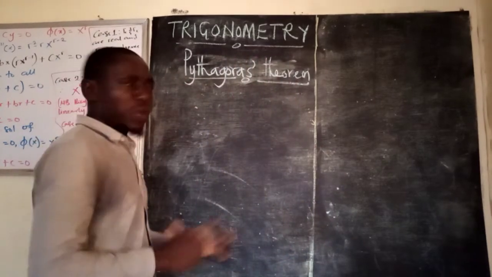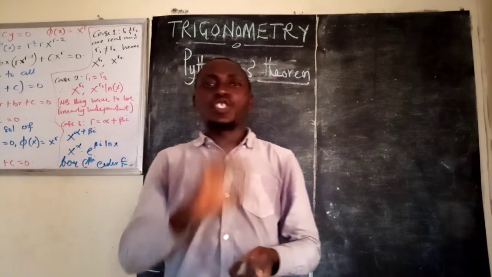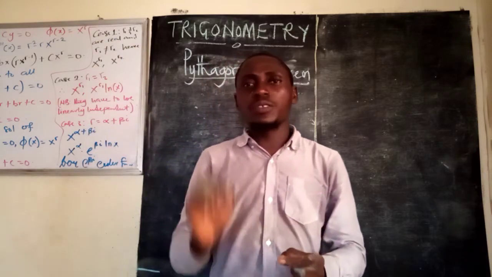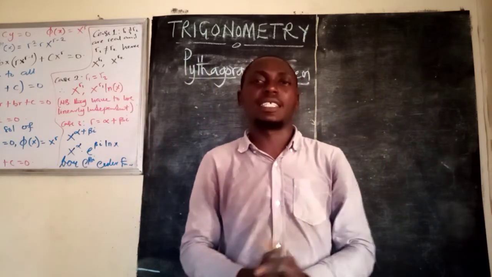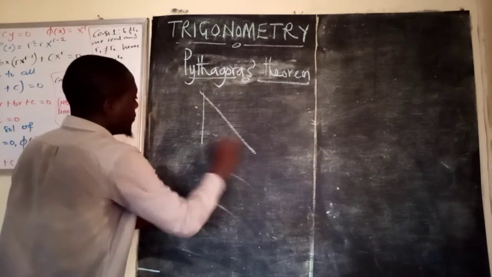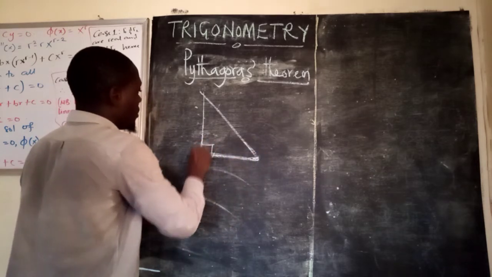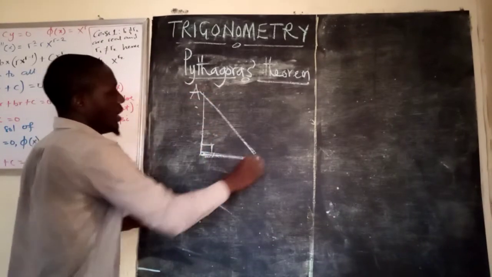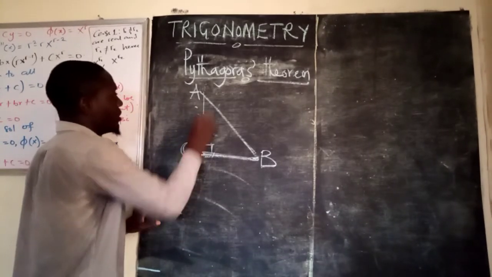Pythagoras theorem. What does this theorem state? Pythagoras theorem states that the square of the hypotenuse side of a right angled triangle equals the sum of the squares of the opposite side and the adjacent side. What are we saying? This is a right angled triangle labeled angle A, angle B, and angle C.